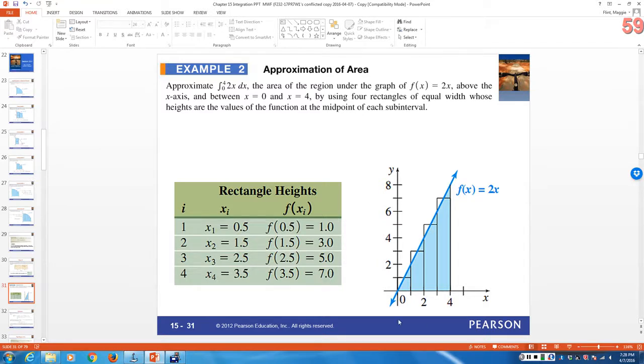And what is 1/2 times 4 times 8? 16. Okay? So this is the idea of what integration is doing on things that we can actually get the real answer for.